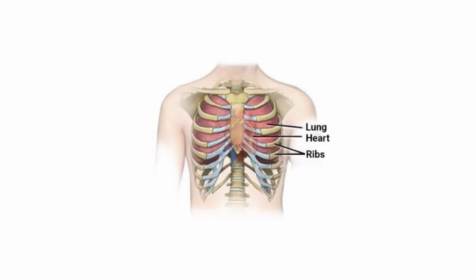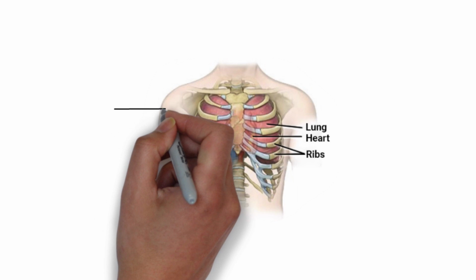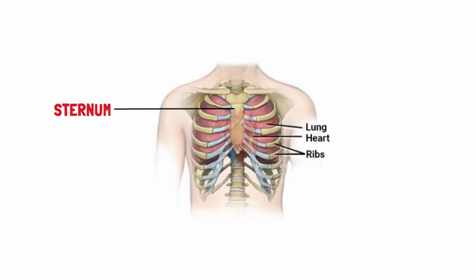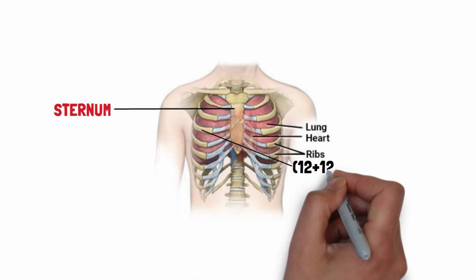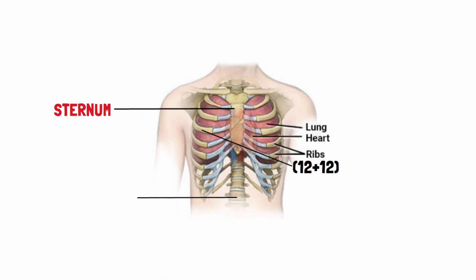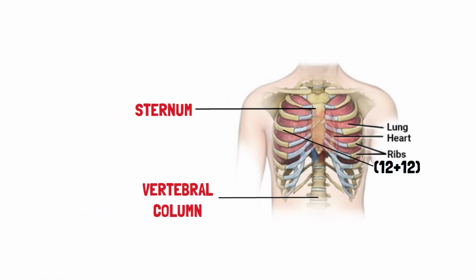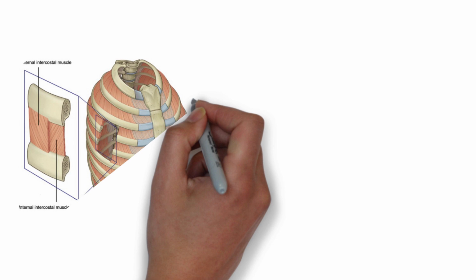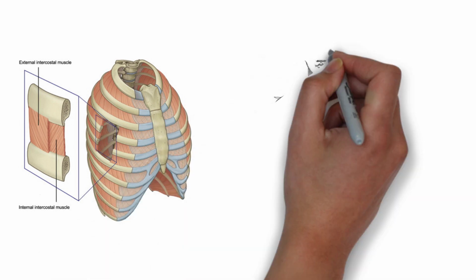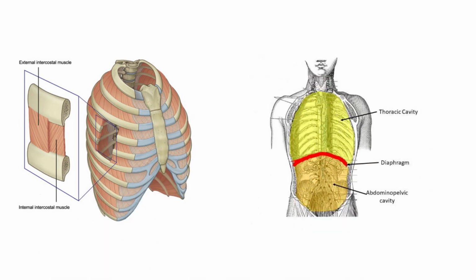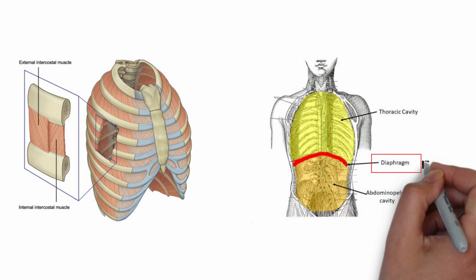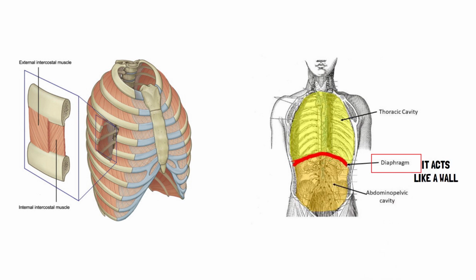Lungs are enclosed in a bony cage made up of the flat sternum in front, 12 pairs of ribs from front to back where the vertebral column is present. Ribs are attached with intercostal muscles. In the lower part of the thorax lies a sheet of muscle called the diaphragm, which separates it from the abdominal cavity. Each lung is made up of millions of alveoli.